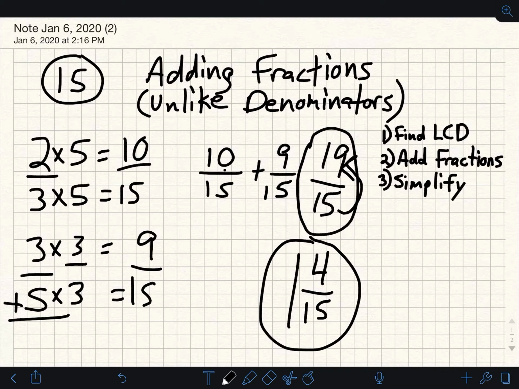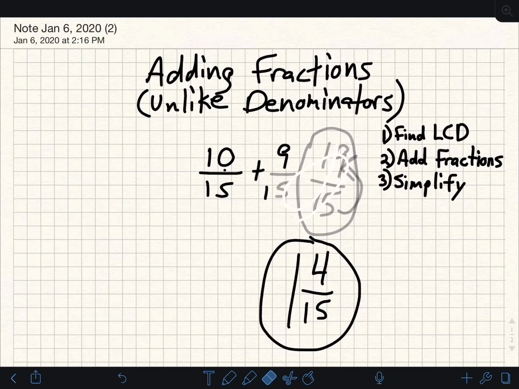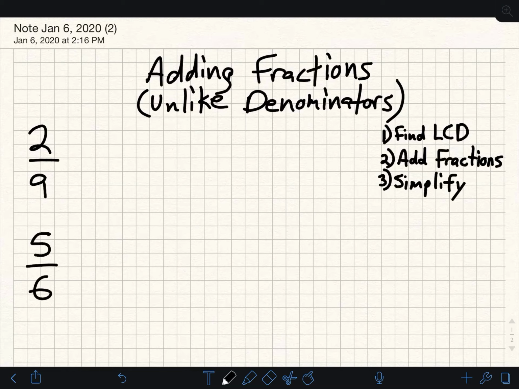Okay, I will do one more, because this is a lot of steps. We'll do one more just to make sure you have a good amount of examples. Okay, so the next one we'll do is 2/9 plus 5/6.